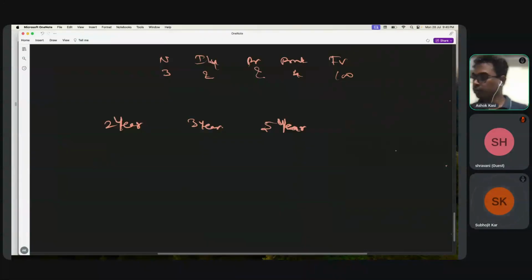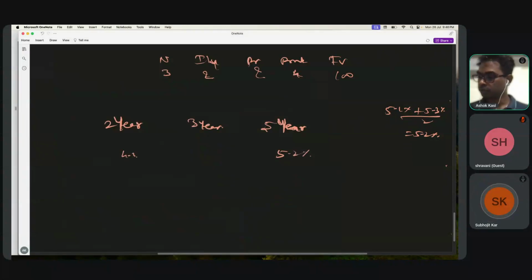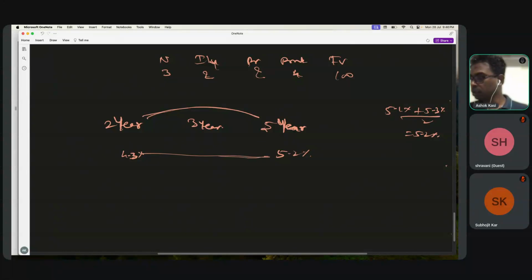The average is 5.1 plus 5.3 divided by 2. So I will get 5.2 percent. And for 2 year, it is 4.3 percent. Now, based on this, proportionately, I should calculate what it should be for 3 years. Between 2 and 5, it increased by 3 years, and here it increased by how much? 0.9 percent, correct?